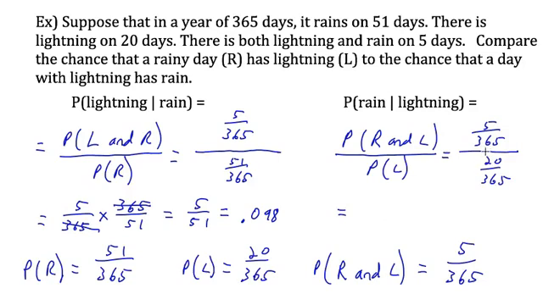All right, so we're going to multiply by the reciprocal. So we'll start with our numerator and multiply by our reciprocal. The 365s cancel, leaving us with 5 over 20, which is 1/4, which equals 0.25.